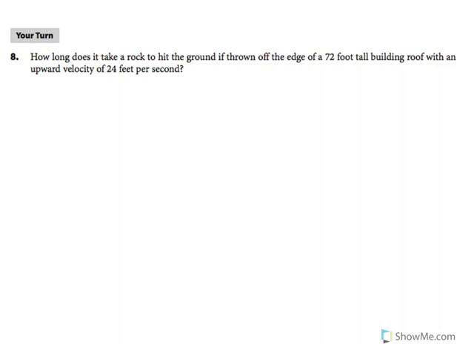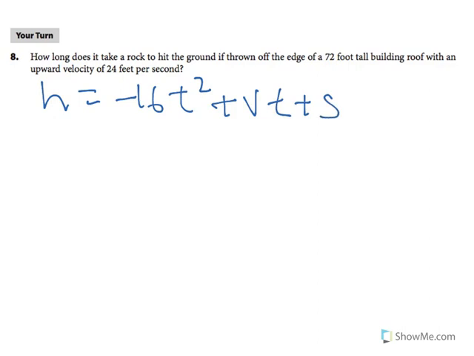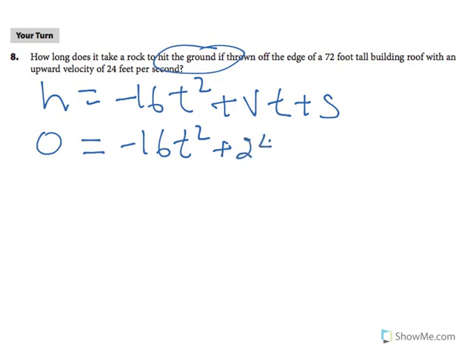Okay, let's try our number 8. How long does it take a clock to hit the ground if thrown off the edge of a 72-foot tall building roof with an upward velocity of 24 feet per second? So here we're using the equation h equals negative 16t squared plus vt plus s. When it hits the ground, that means our height is going to be 0. So we have negative 16t squared, our initial velocity was given, 24t, and the initial height is 72.